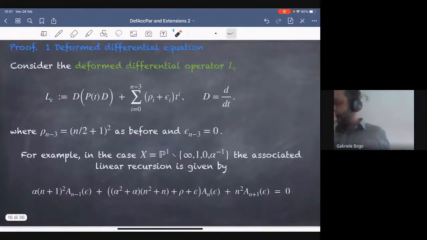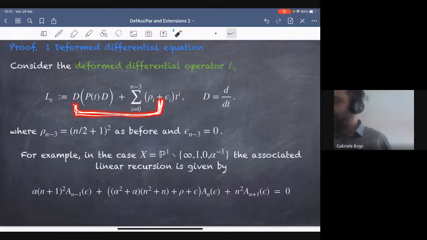Okay. Let me just give an idea of the proof. What we do is to consider the so-called deformation of the differential operator. This part is the differential operator we started with, associated to our punctured sphere, but we are adding these new formal parameters epsilon I, only up to n minus 4, in order to preserve the fact that at infinity you have a regular singularity.